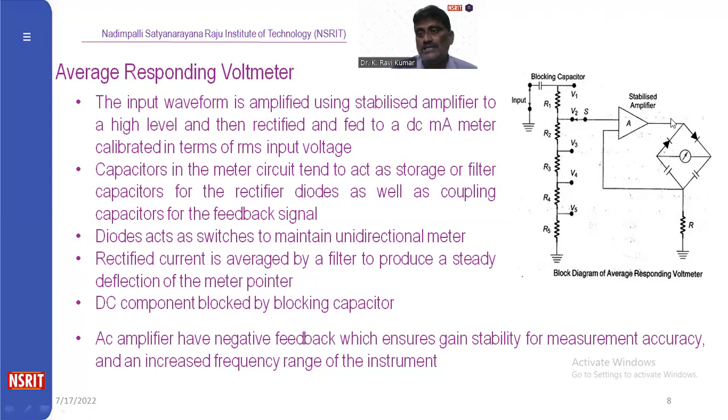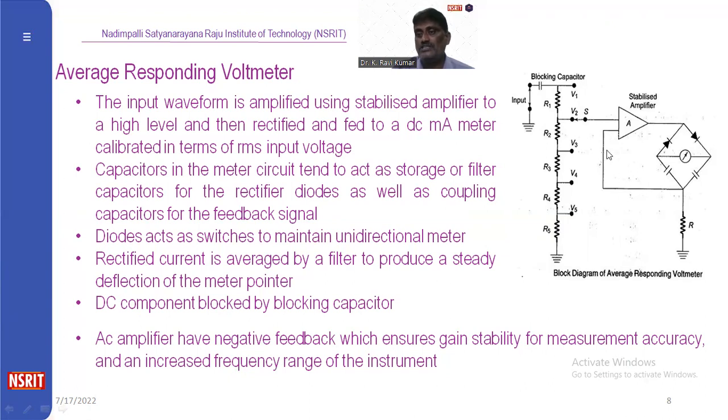That's why here we are using two diodes. One diode is connected for the positive peak, and another diode is connected for the negative peak. Like that, we can stop the deflection of the scale also. And the AC amplifier has negative feedback, which ensures gain stability of the measurement, accuracy, and increased frequency range of the instrument also. So by using the feedback, we can improve the stability of the system.